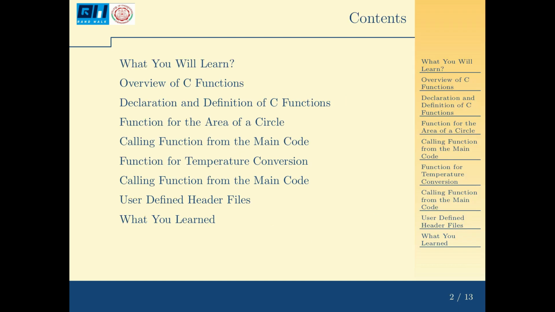Today's session is organized as: learning outcomes, an overview of C functions, then the declaration and definition of C functions. Then we will see some simple examples, like a function for the area of a circle, and how we call the function from the main code. In the last presentations we told you we have the main code that is calling many other functions. Then we will see a simple function for temperature conversion. It's a modification of the program we have seen in the last video. Then calling functions from the main code. Then how to use user-defined header files.